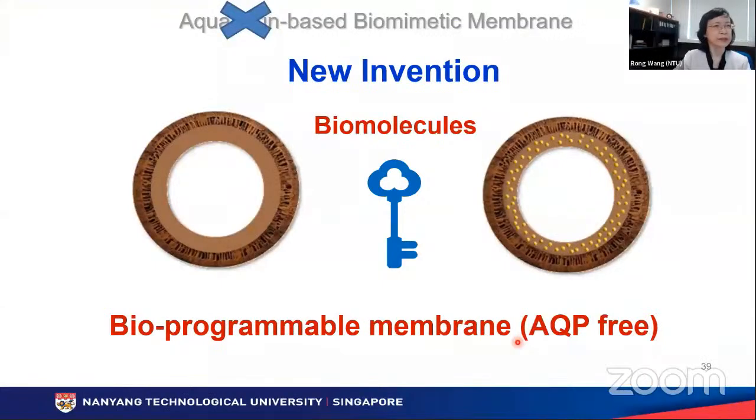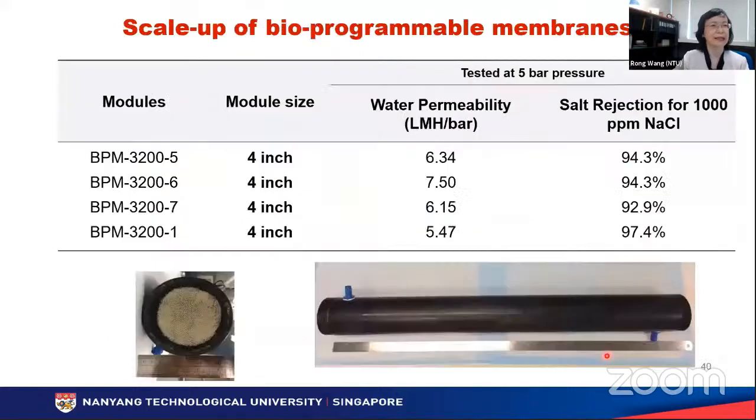At the same time, we also have a new invention. We identify a type of biomolecules that can incorporate into the selective layer of the matrix to tailor the selective layer. So we call it bioprogrammable membranes without aquaporin. The key is aquaporin free.